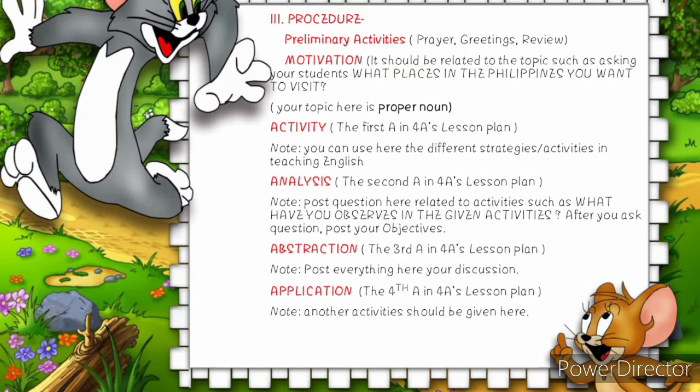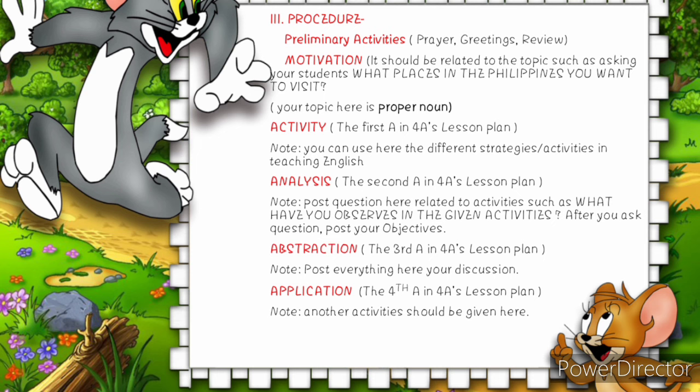The third one is the procedure. Under procedure, we have preliminary activities such as prayer, greetings, and review of the lesson. Here comes the motivation. Motivation should be engaging. So you could catch the attention of your learners or your students. So I can suggest that you can have a Socratic way of questioning.